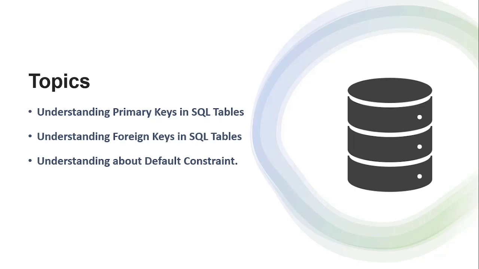What is a default constraint? A default constraint is assigned to a column. If we didn't supply any values for our column, the default value is automatically assigned to those rows. And using primary keys and foreign keys, we can also perform various types of join operations. So let's dive into the SQL Server.